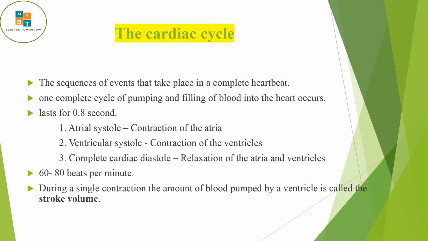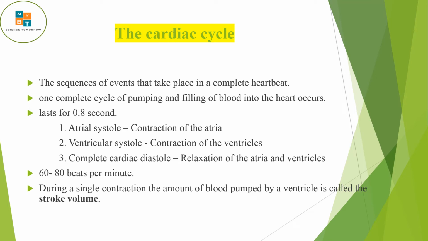In 1 beat, that means in 1 cardiac cycle, you will have 3 consecutive events. Atrial systole, that means contraction of the atria; ventricular systole, contraction of the ventricle; and the last one is complete cardiac diastole, that means relaxation of the atria and ventricle. The atria contract, then the ventricle contracts, and both the atria and ventricle relax. That is called complete cardiac diastole. In the normal situation the rate is 72, basically 60 to 80 beats, which is normal for a normal person.